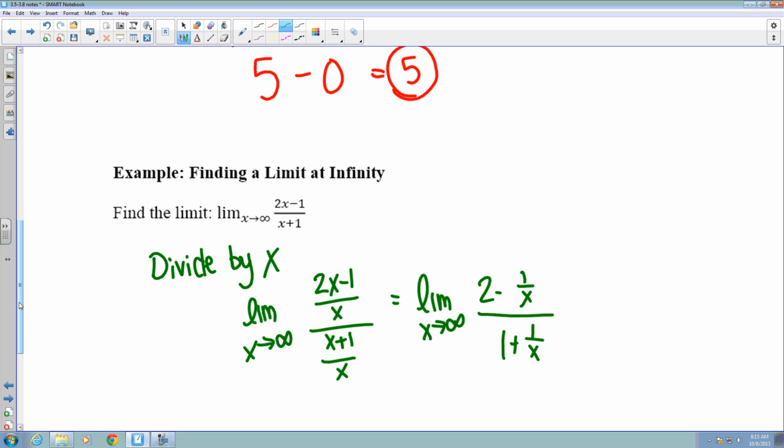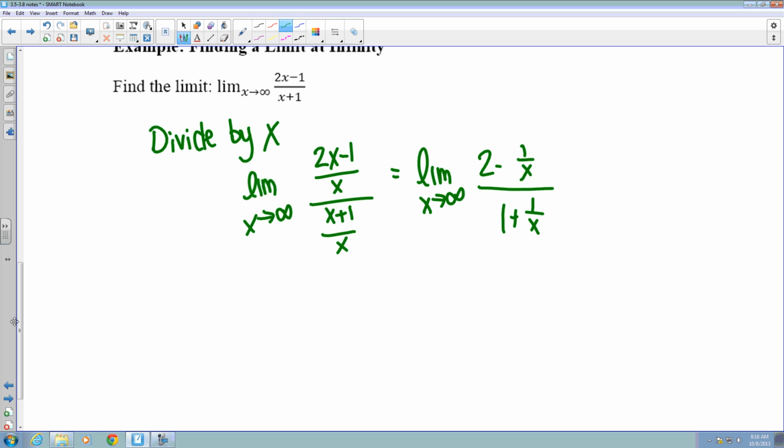And now we can do what we just did up above. We can piece each part of this, take the limit as x approaches infinity of 2, which is just going to be 2. The limit as x approaches infinity of 1 over x, which fits our definition above, so that's 0. The limit as x approaches infinity of 1 is just 1, and the last one is also 0, so our limit is 2.